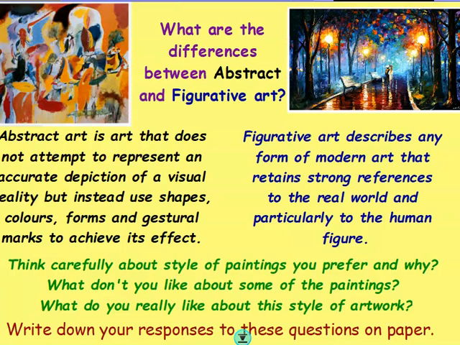The two different types of pictures that you've seen are called abstract, which was the first one, pictures such as these, and figurative art, which are these ones. So abstract art is art that doesn't attempt to make an accurate depiction of a visual reality, in other words, what you see, but instead it uses shapes and colours and forms and gestural marks to achieve its effect. So it's the artist's interpretation of what they're looking at.